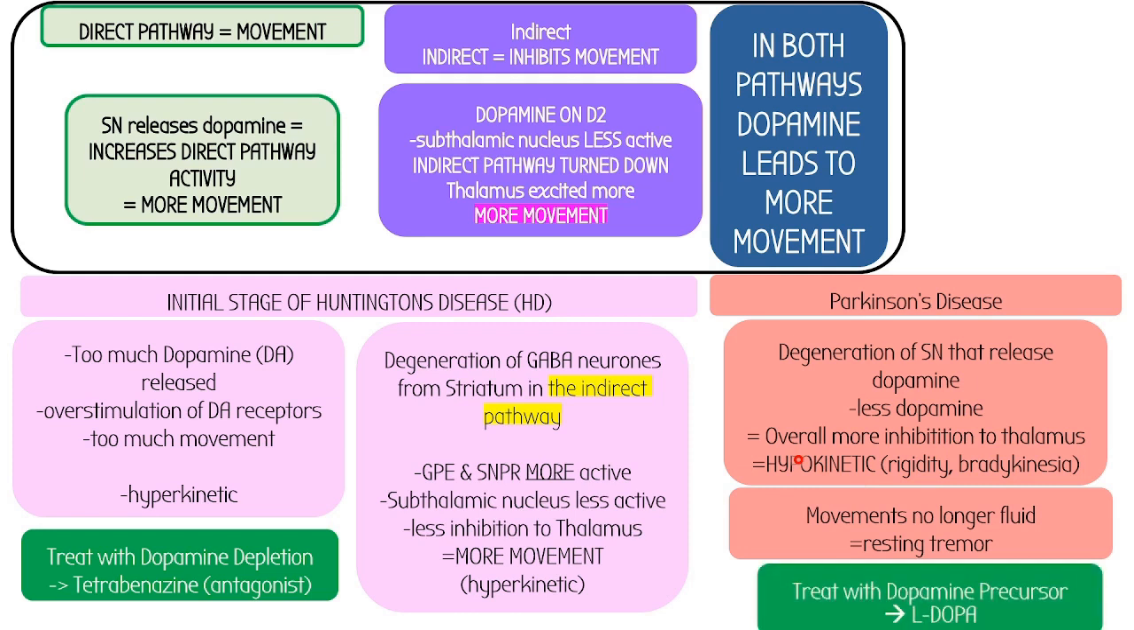If Parkinson's is due to low dopamine, you can treat it with a dopamine precursor, because dopamine itself can't cross the blood-brain barrier. If you give a precursor called levodopa, L-dopa, it can synthetically replace the lack of dopamine from the substantia nigra.